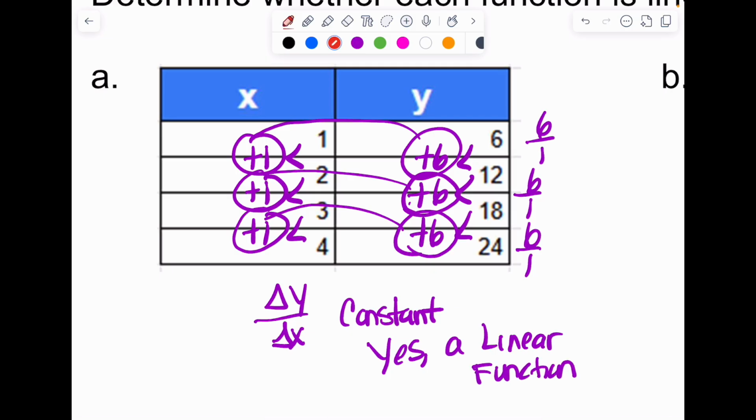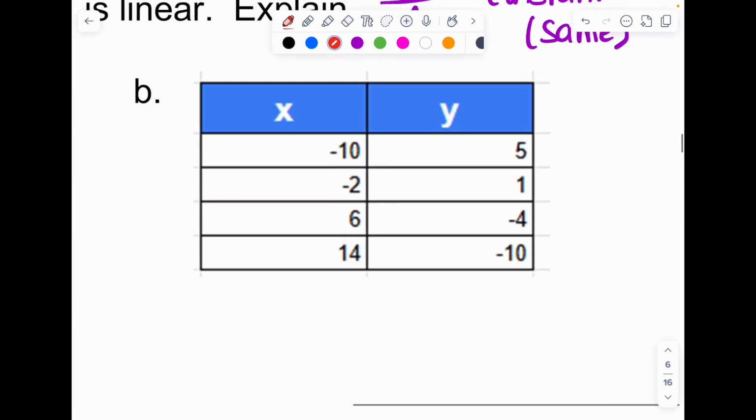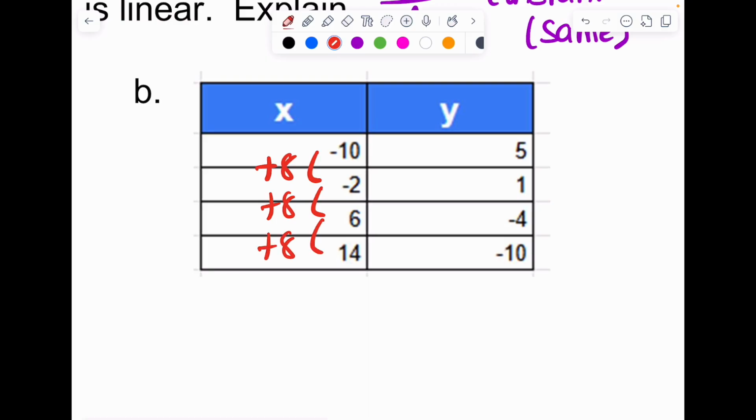Let's check out table B. Okay, on table B, we're going to do the same work. Negative 10 to 2, I had to add 8. Negative 2 to 6, I added 8. 6 to 4, I added 8. Let's check out the y's. I'm subtracting 4, then I'm subtracting 5, and then I'm subtracting 6. And I know some of you might have that inkling of, oh, yep, that's not a function. Or sorry, not a linear function, but I want to make sure you know why.